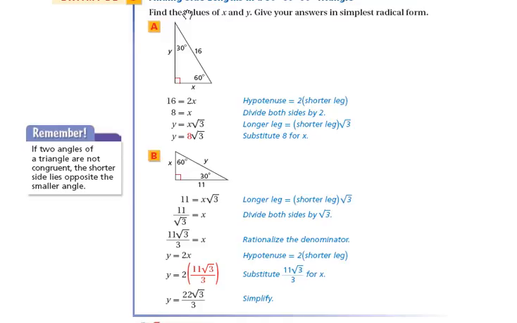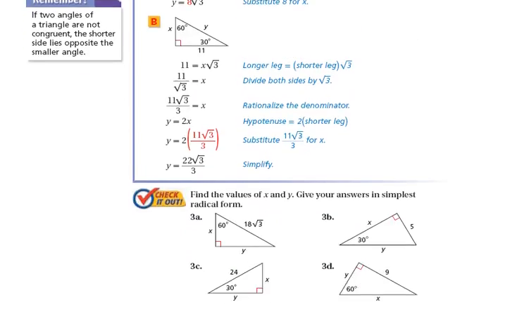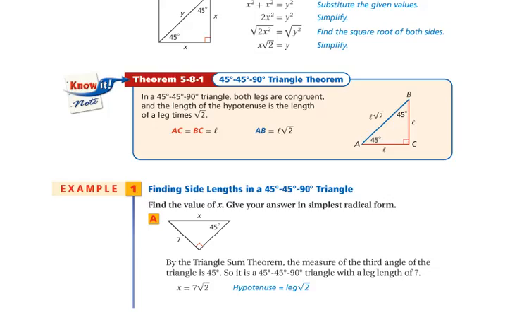You can use this theorem in a couple of different examples. Here we're trying to find the values of x and y. We notice this is a 30-60-90. Knowing the hypotenuse, we can go through and find the other two sides. So take a quick look at that example.